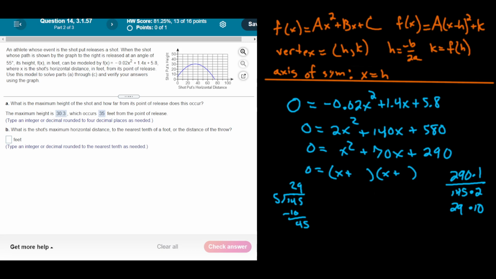All right, put the same function in. So negative 0.02 x squared, then we have plus 1.4 x plus 5.8. And let's see. That should be an x. Anyways, let's see if we can see the vertex and everything.